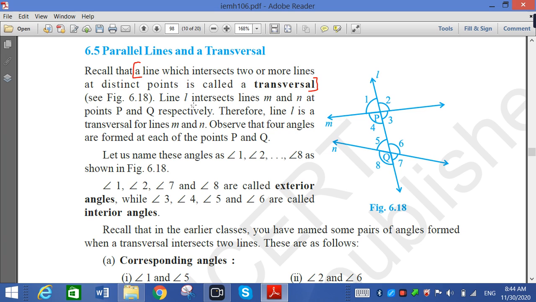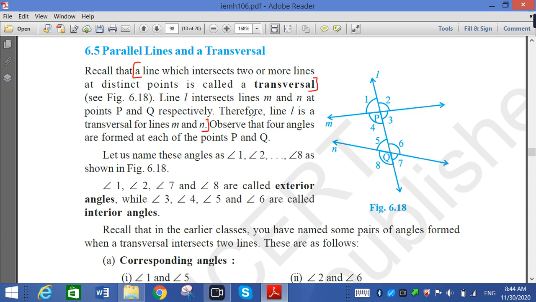A line L intersects lines, the name of one line is M, another is N. So line L intersects lines M and N at points P and Q respectively. Therefore, line L is called a transversal for lines M and N. So up to here we have to write.